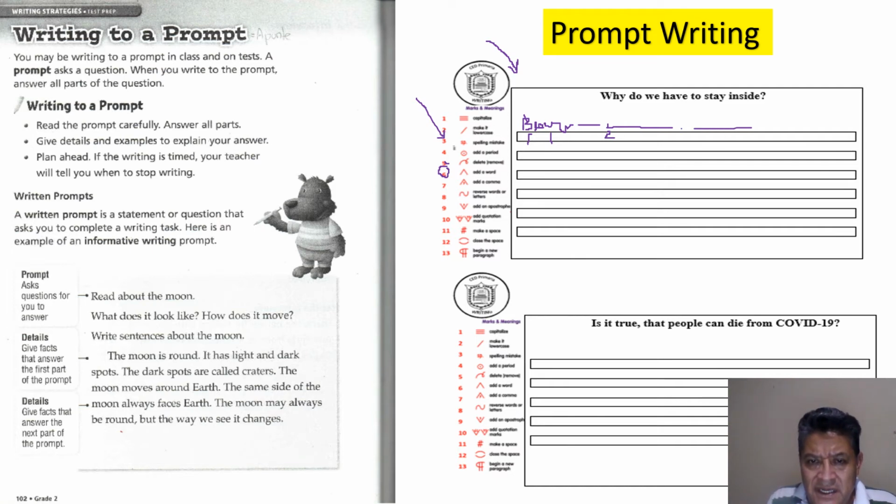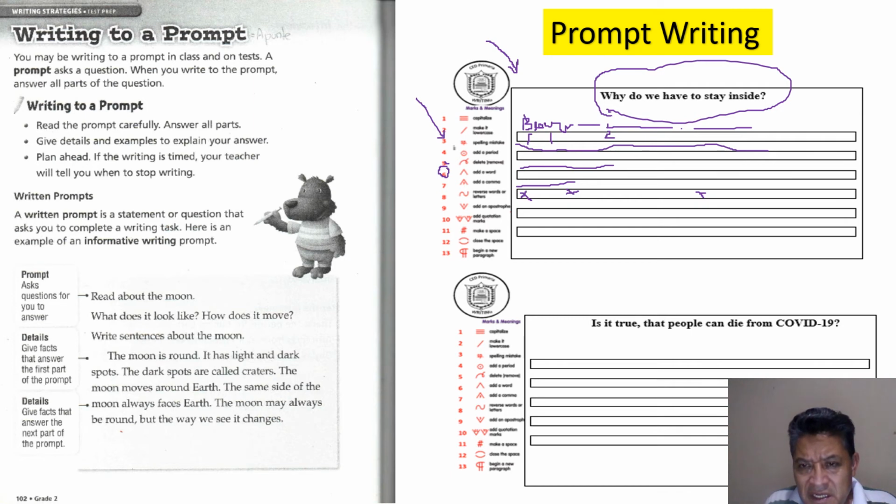See, you write, you write, you write, and you send it to the teacher so the teacher can check and show you the mistakes that might exist in your writing, and you have to make your corrections. So it's very similar to the one we had before. Prompt writing has to do directly with developing information, by answering the question that is on the top. Why do we have to stay inside?